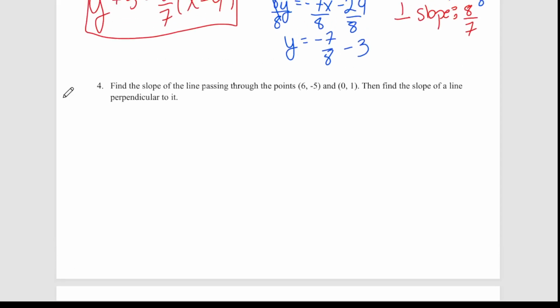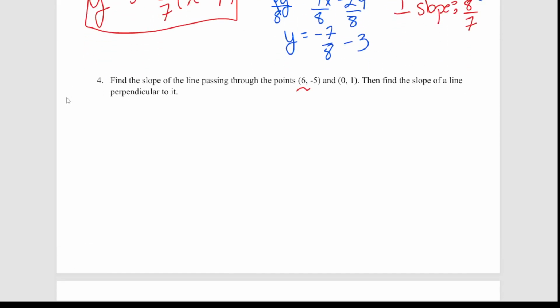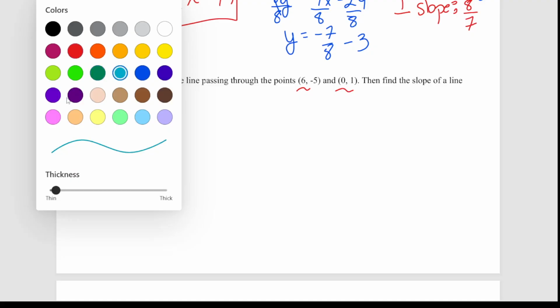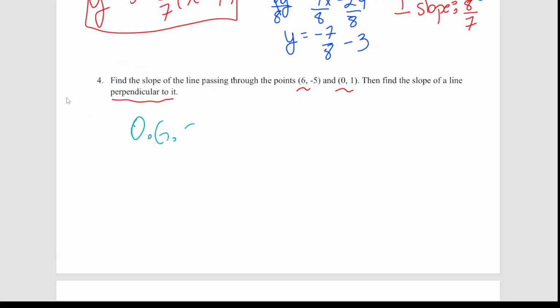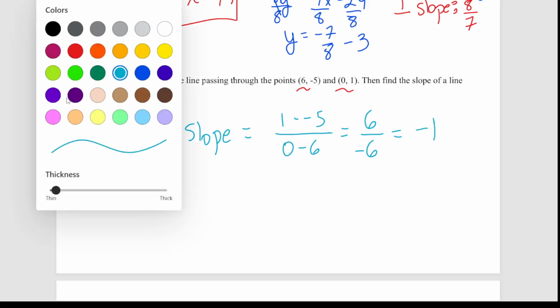For this last one, we want to find the slope of a line passing through these points, and then find the slope of the line that's perpendicular to it. So let's go ahead and do that. So the original slope, we're going to have to actually solve for this time. So we're going to have to do change in y, so that's 1 minus negative 5 over change in x, 0 minus 6, so that's our y2 minus y1 over x2 minus x1, to give us positive 6 over negative 6, which becomes negative 1.